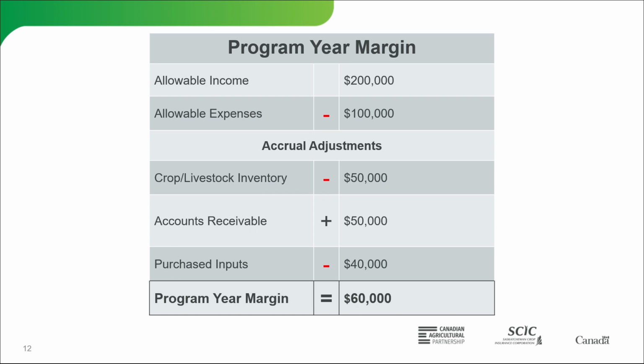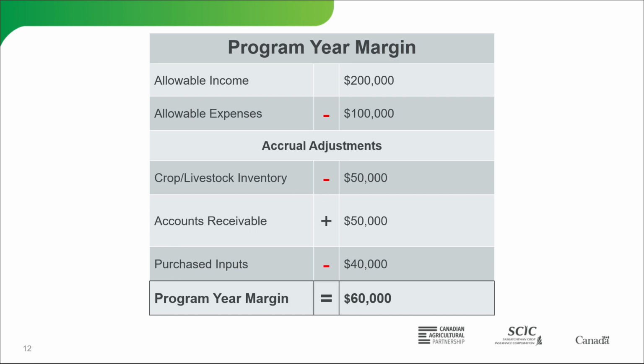And then in this example, we've got 3 different accrual adjustments that came into play and became part of the calculation. There was a change in crop or livestock inventory for this producer, a decrease of $50,000 in that inventory valuation from the beginning of the fiscal year to the end of the fiscal year. Same with accounts receivable. There was an increase in accounts receivable throughout that fiscal year of $50,000. And purchased inputs was a decrease of $40,000. So the program year margin for this producer calculated out at $60,000.